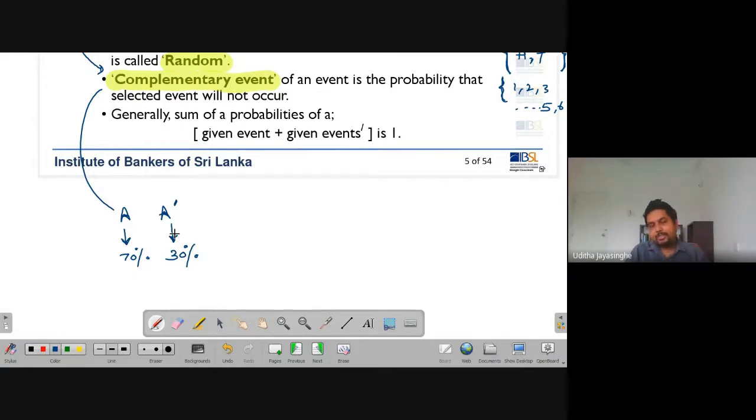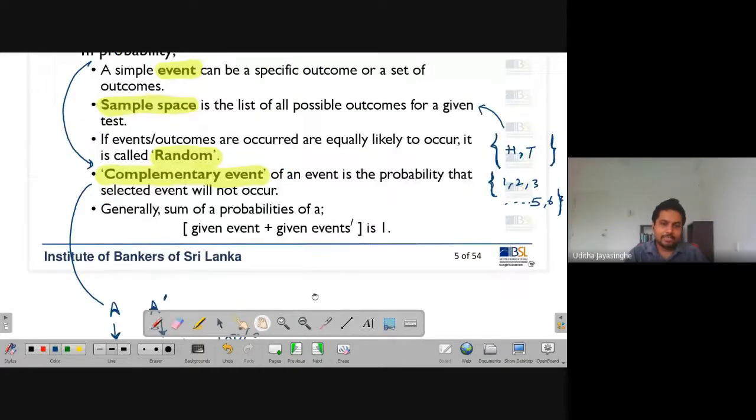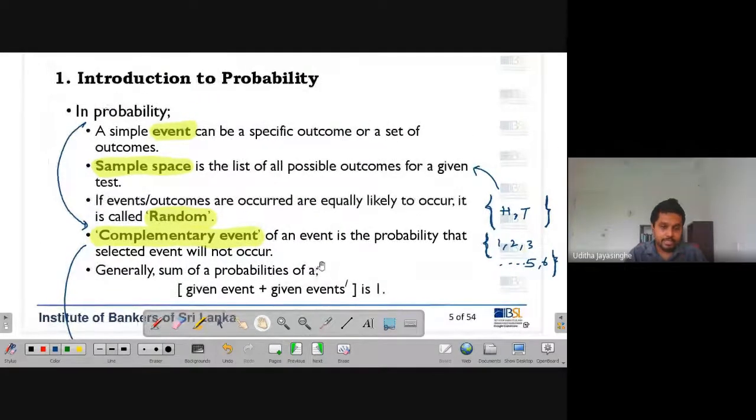So eventually, if I add these two together, this is going to give me 100%. That's why, for a given event plus that given event's complement, the sum is going to give you 100%, or 1. This is the given event, and this is the given event's complement. It's one of the simplest probability theories.